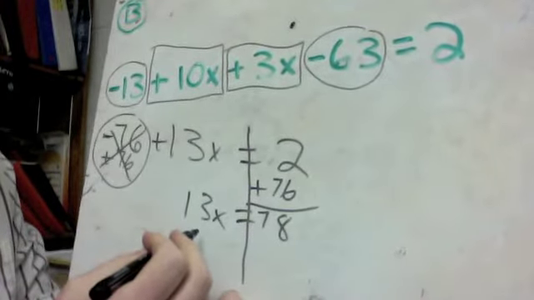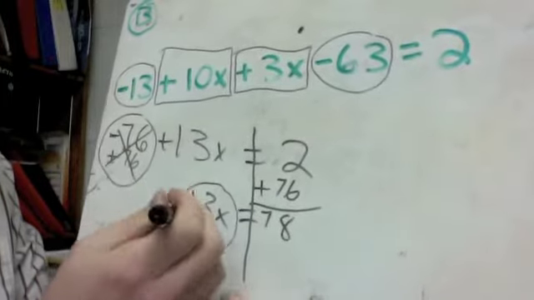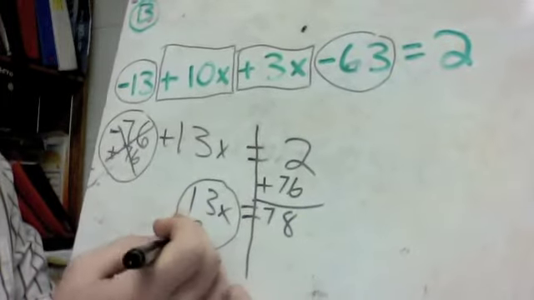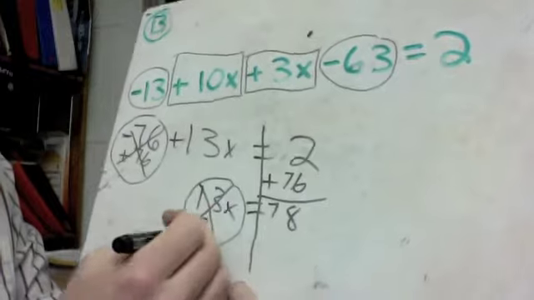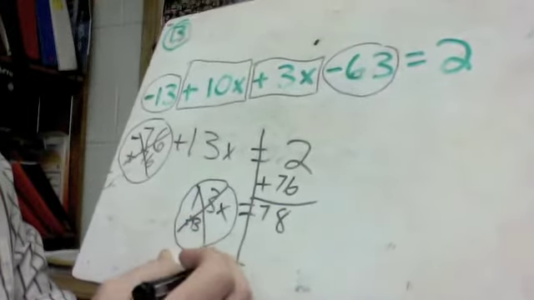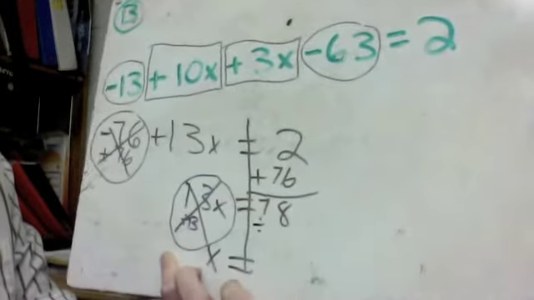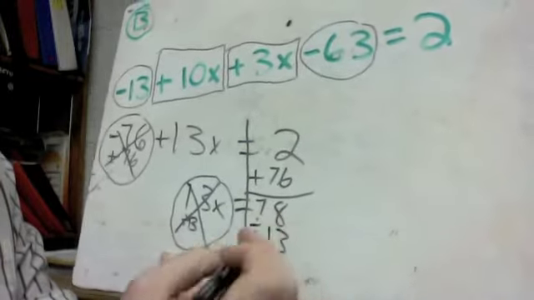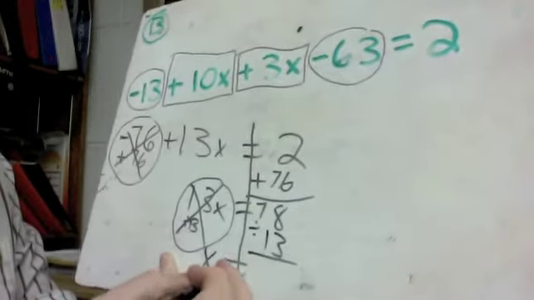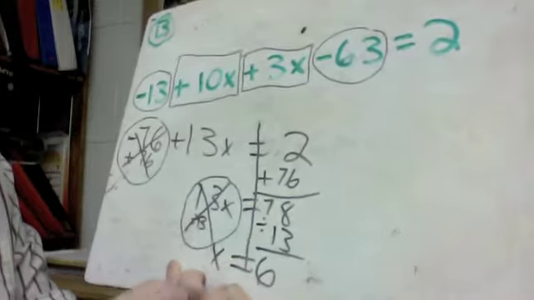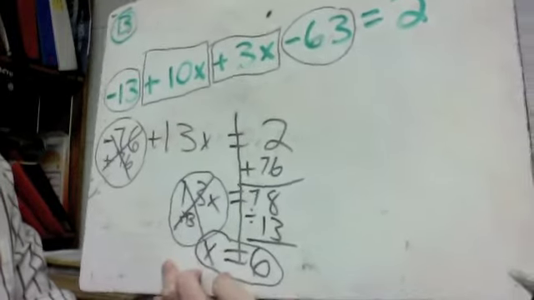Times 13 is what this is. So we need to do an inverse operation, which would be divide by 13. That's going to cancel everything out, leaving us with just x equals. And then if we divide this side by 13 also, 78 divided by 13 is 6. So here would be our answer, x equals 6.